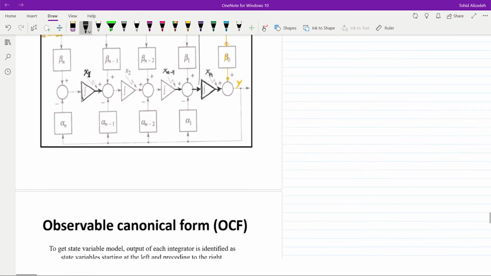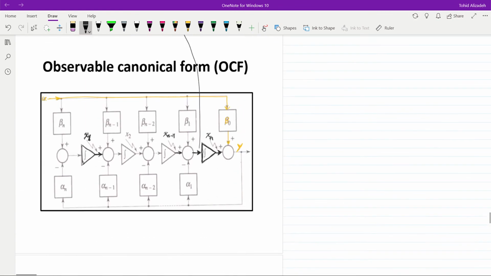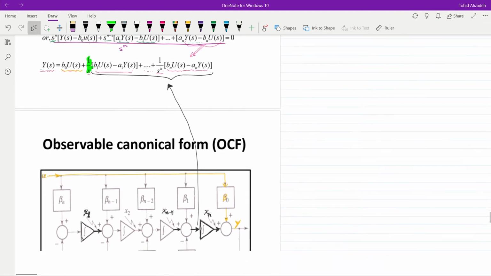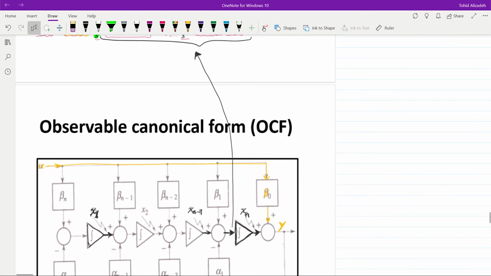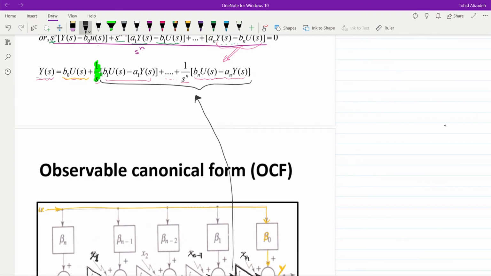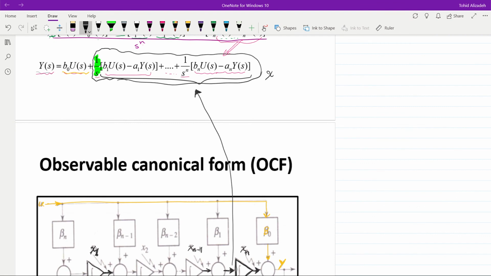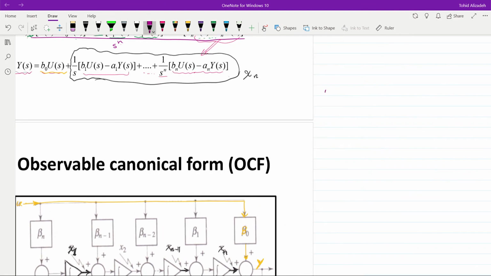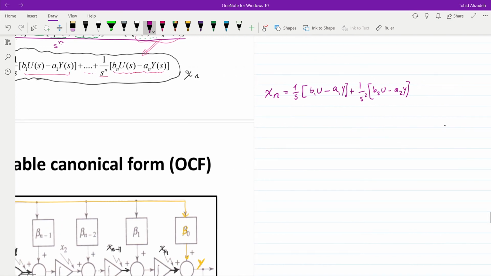So you can see the block diagram over there. Over here we can indeed check it again. So xn will be this expression here. We have xn equal to the expression that we have here: 1 over s times b1u minus a1y, plus 1 over s squared times b2u minus a2y, up to 1 over s to the power of n times bnu minus any.